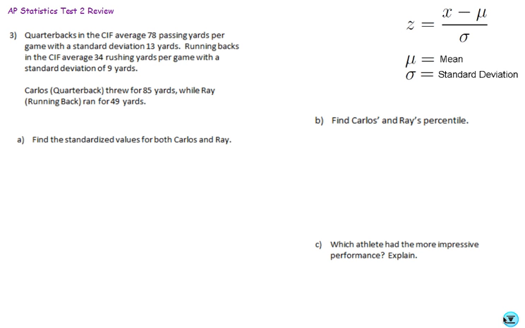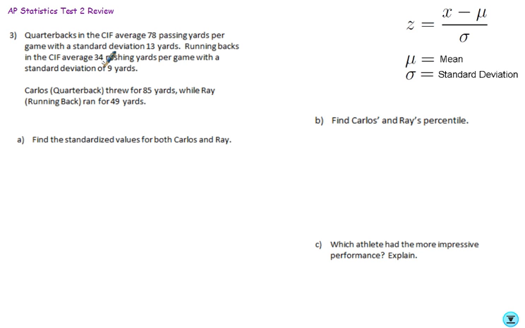The question, Part C, asks which athlete had the better game, or the more impressive game. Now, you could say, oh, well, Carlos threw for more than what Ray ran for, but on average, the quarterback is throwing for more than what the running back runs for. So what we have to do is, you've heard this phrase, apples to apples, oranges to oranges. We have to compare things in a like way.